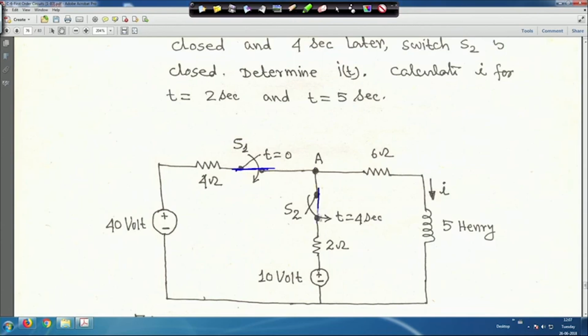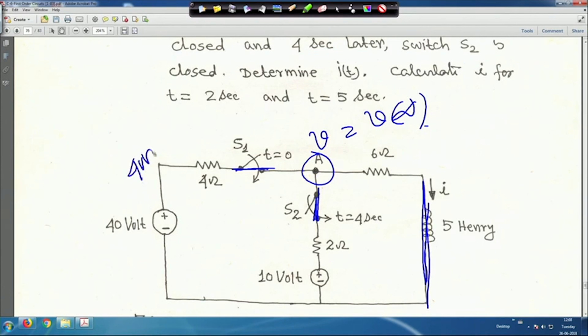So, this is closed, this is cold, and this is your node A. This V means your V infinity, the steady state value at that time, where the inductor is short circuited. So at that time you apply KVL: this voltage is 40 volt, and here 10 volt is there, and this V infinity is the voltage across the short, so the 6 ohm resistor.